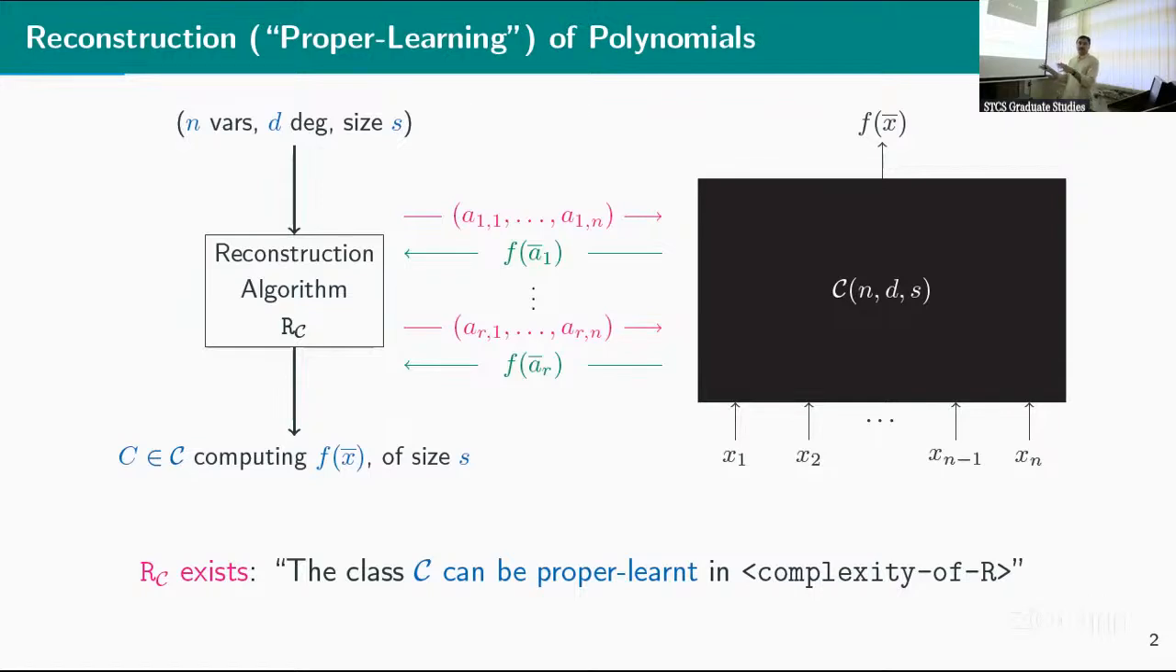Yeah. So this is the proper learning setting. You have a black box. It has some representation of a polynomial. You want to recover that in the same format. That's the proper learning thing. That's called reconstruction. Right. So this is the proper learning part.